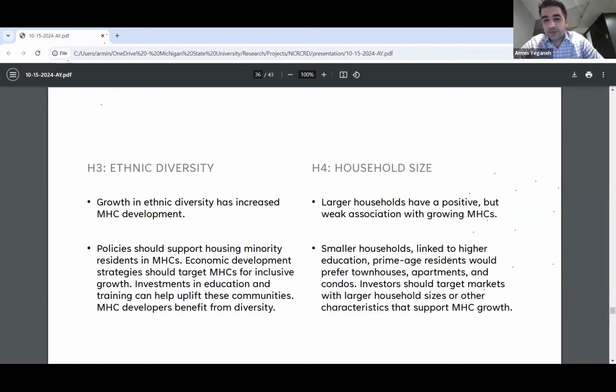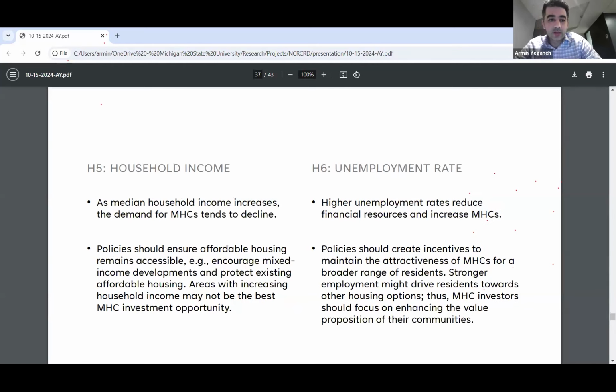Another hypothesis we had was around the role of household size. It looks like larger households have a positive but weak association with growing manufactured housing communities. It looks like smaller households linked to higher education, prime age residents would prefer townhouses, apartments, and condos over manufactured housing communities. And it implies that investors should really target markets with larger household sizes or other characteristics that support manufactured housing growth as opposed to the smaller household areas.